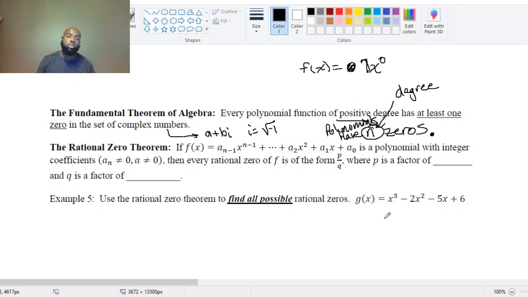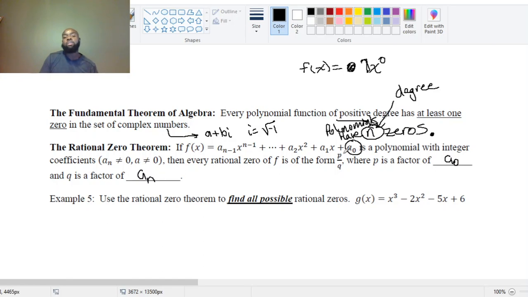The tool that we're going to use to do that is called the rational zero theorem. It says if f of x equals some polynomial with integer coefficients, where a sub n does not equal 0 and a sub 0 does not equal 0, so we have to have a variable to a positive whole number power in order for this to work, then every rational zero, that means it's a real number that can be written as a fraction, is of the form p divided by q, where p is a factor of your constant term and q is a factor of your leading coefficient.